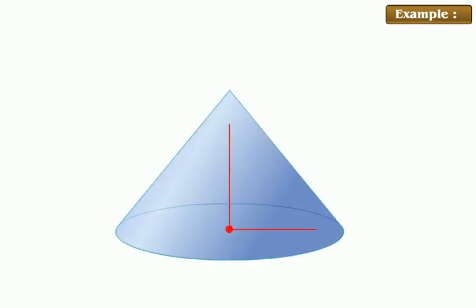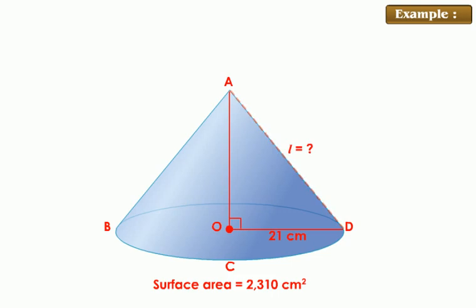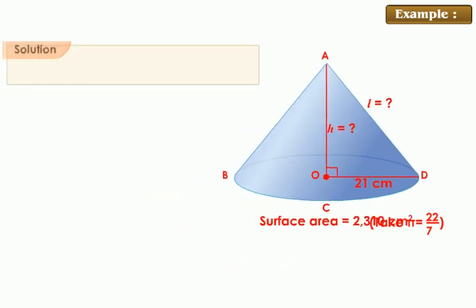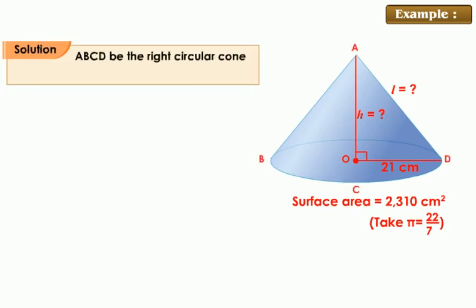Students, now let us look at another example. The curved surface area of a right circular cone is 2,310 centimeter square. If the radius of the base is 21 centimeter, find the slanting length and the height of the cone. Students, take the value of pi as equal to 22 by 7. Now, here is the solution. Let A, B, C, D be the right circular cone with the radius of the base OD equals 21 centimeter.